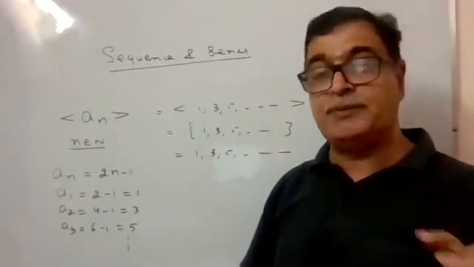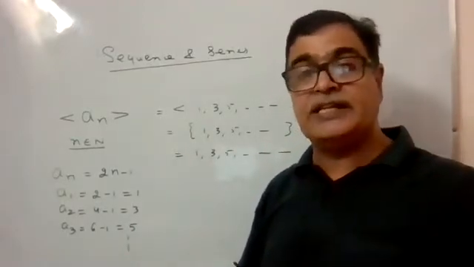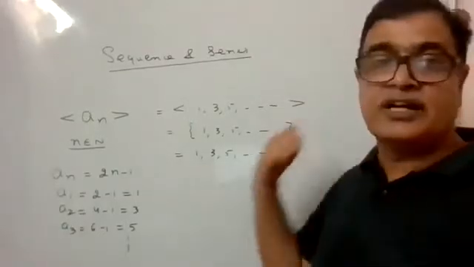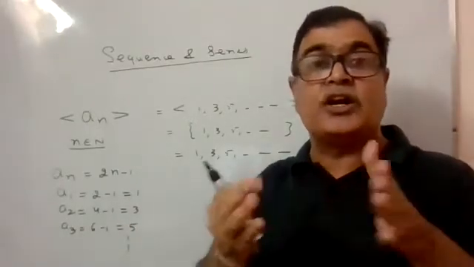Domain is the natural numbers means that we place a natural number and then we get a real number. If we are getting a real number, this is called a real sequence.